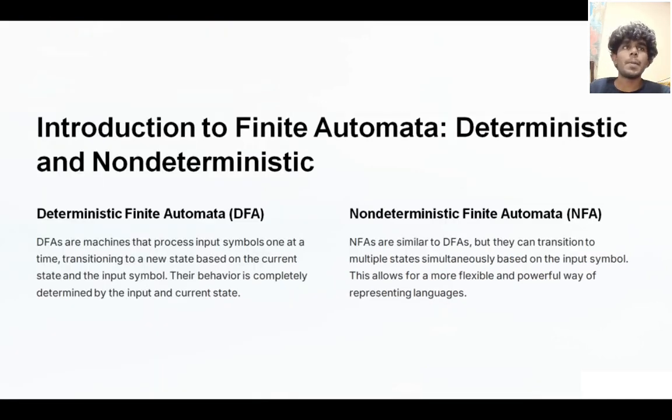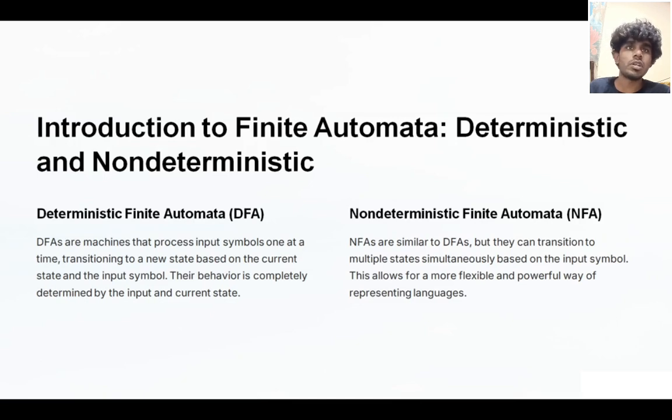Introduction to finite automata: deterministic and non-deterministic. There are 2 points: deterministic finite automata, DFA, and non-deterministic finite automata, NFA. DFAs are machines that process input symbols one at a time, transitioning to a new state based on the current state and the input symbol. Their behavior is completely determined by the input and current state.